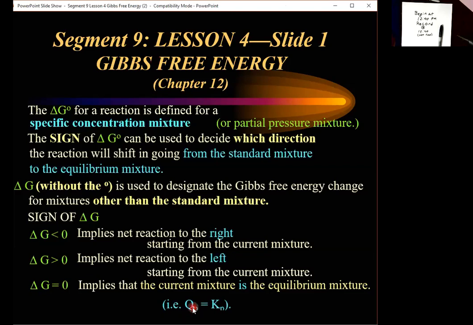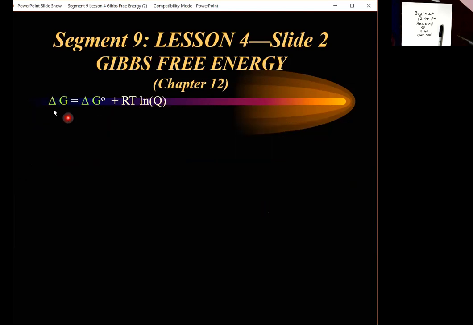When we get to Q, remember Q is set up in the same way we do equilibrium constants, but it's putting in current values of the partial pressures. And K uses the equilibrium values. Here is the relationship between the delta G with the superscript and the delta G without the superscript.